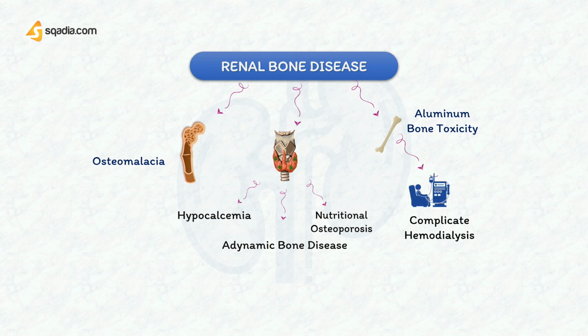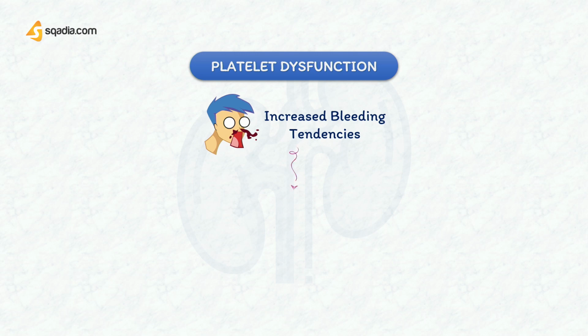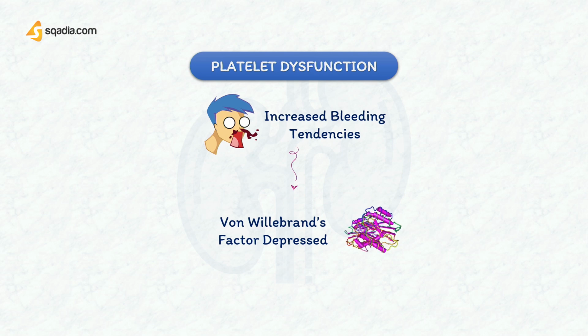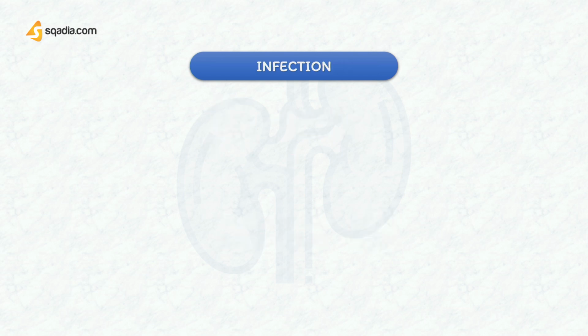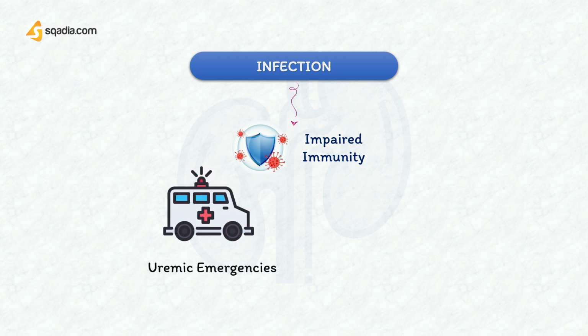Now, I mentioned earlier that in chronic kidney disease patients, there's an increased bleeding tendency. This is largely because of platelet dysfunction and depressed activity of von Willebrand factor, which is a blood glycoprotein involved in hemostasis. Infection is also common in chronic kidney disease patients because immunity is impaired. The symptoms of chronic kidney disease may have an insidious onset or may present as uremic emergency with life-threatening complications. So that was all for the general introduction of chronic renal failure.